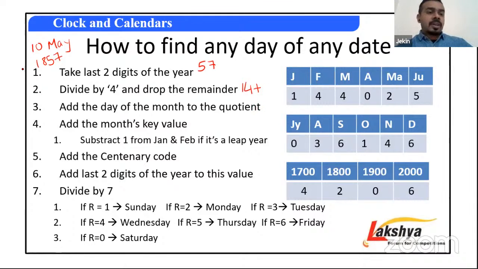Sorry, add the day of the month. Your day of the month is 10. My bad. The day of the month is 10. So 14 पे आप 10 add करेंगे. Add the month's value. Month's value is 2. 1857 मतलब it falls under this. Therefore, add the centenary code which is 2.